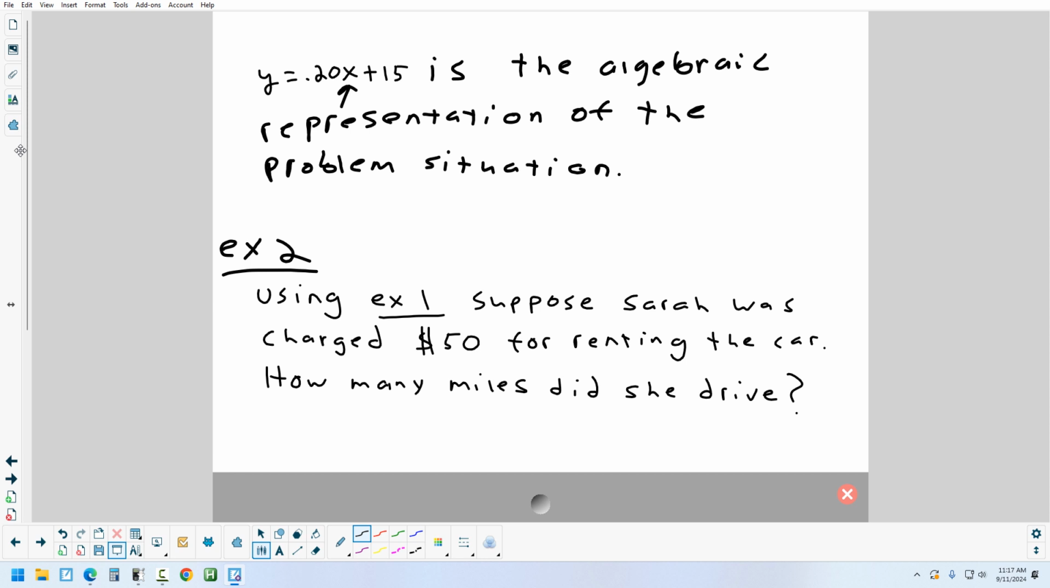Right, so what variable are we solving for? For x. Right, we're solving for x, and the x is not by itself. So now we do need to do algebra and get the x alone. Okay. So since we're solving for x, that means we're going to plug the 50 in for what letter? Yep. We're going to plug it in for y. Okay. So we got 50 equals 0.20x plus 15.